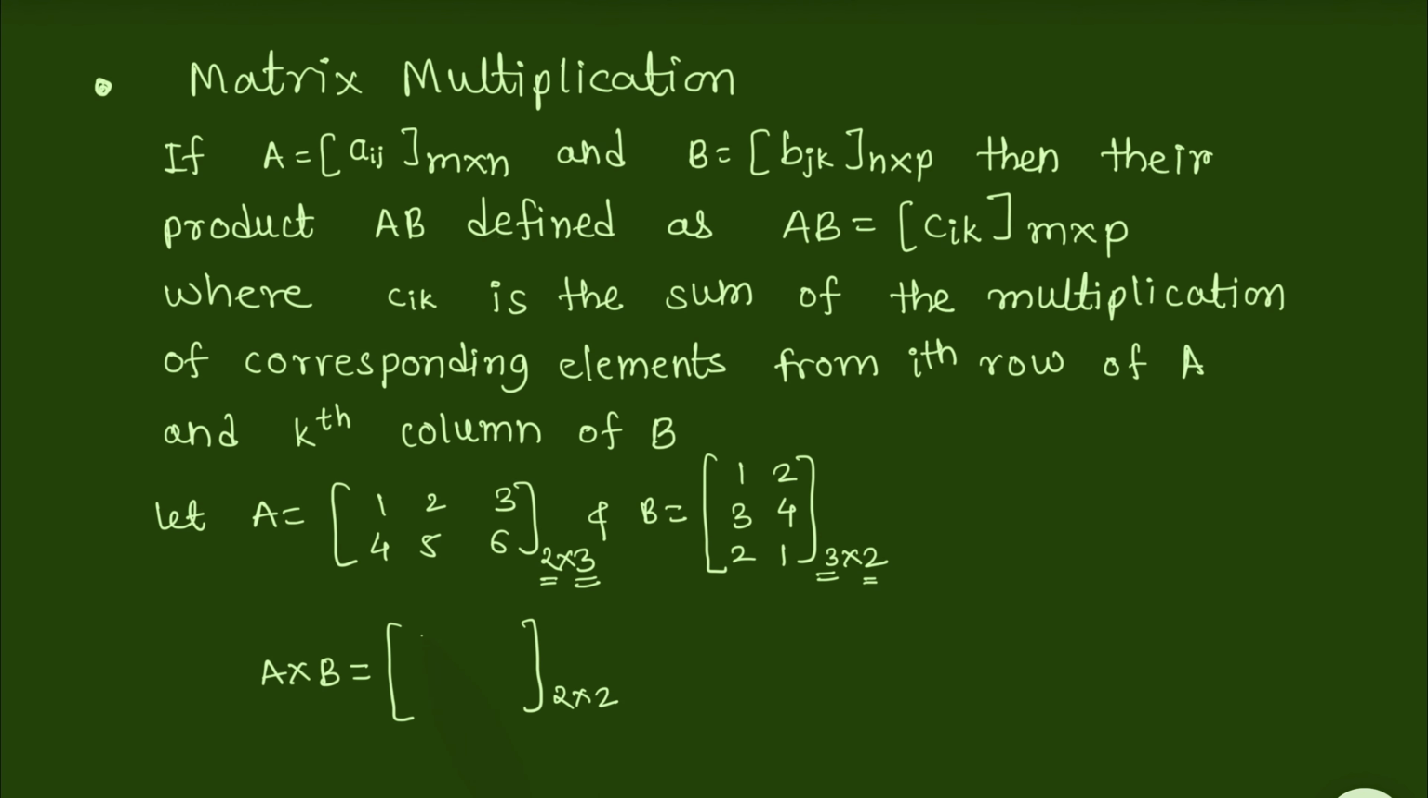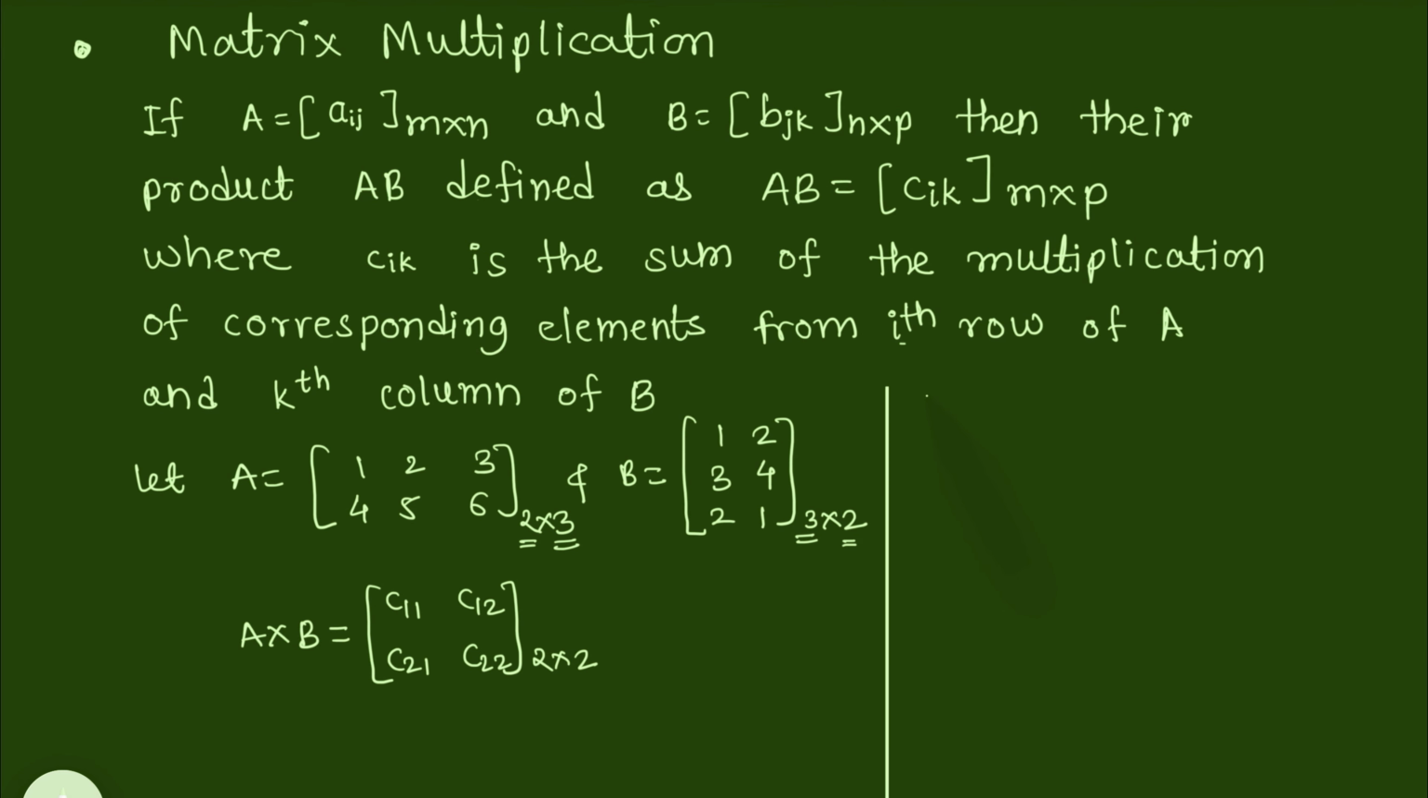Then let the elements of the matrix be C11, C12, C21 and C22. C11 represents the element from the first row and first column. C12 represents the element from the first row and second column. C21 represents the element from the second row, first column. C22 represents the element from the second row and second column. Now let's find these elements.